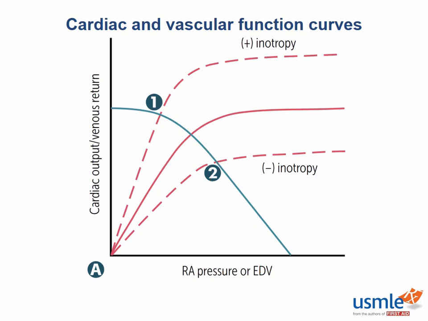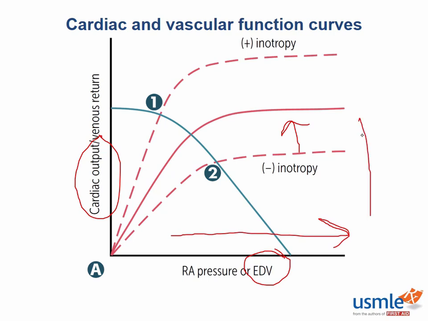So the red line is the Frank-Starling curve, which we talked about in another portion of this lecture series. It is the cardiac output as a function of the end diastolic volume. As the end diastolic volume increases, the cardiac output similarly increases.